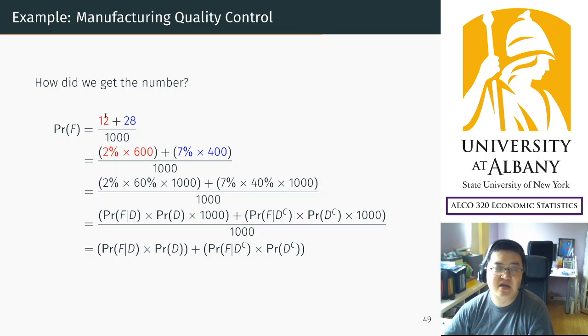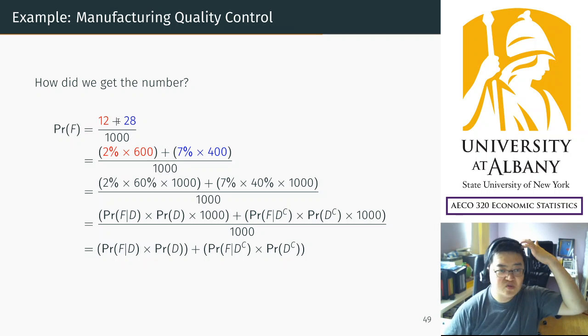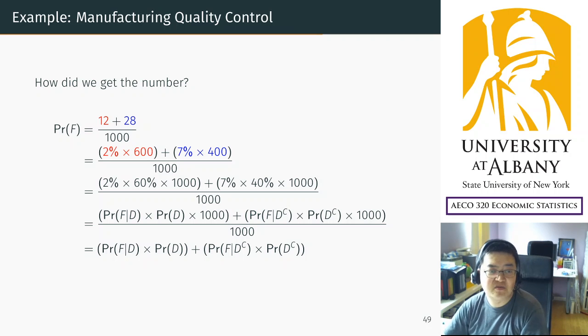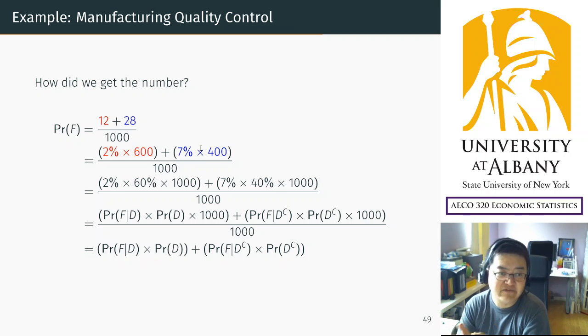Number 12 is calculated as 2% of 600, right? There were 600 domestic batteries, and of them, 2% were defective. That's how we got 12. Similarly, 28 was calculated as the result of 7% of 400 imported batteries, right? And these numbers, 2% and 7%, were the probabilities given in the question. So now we see how we got those numbers.